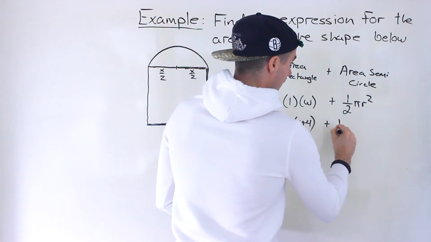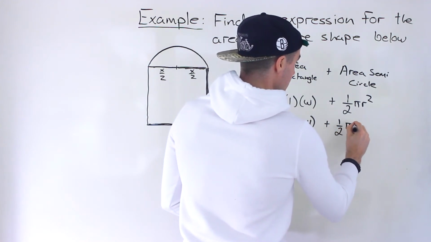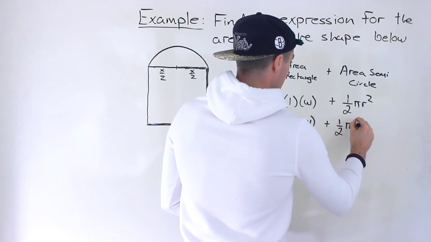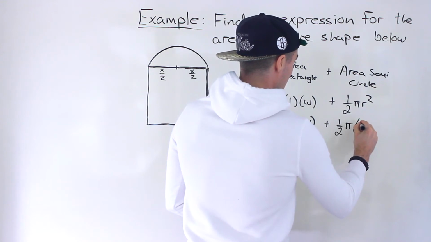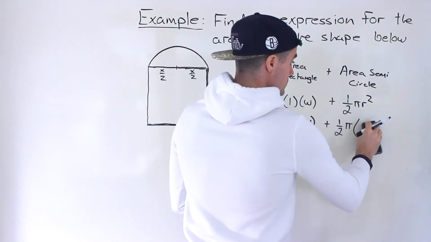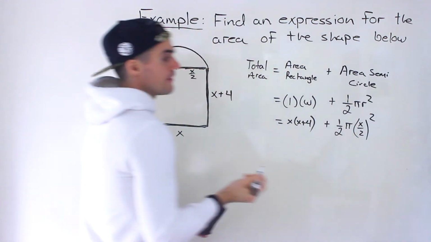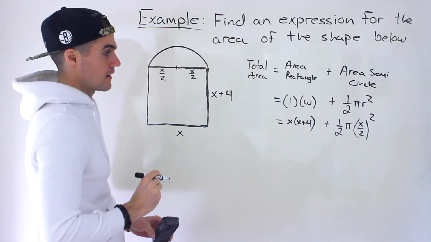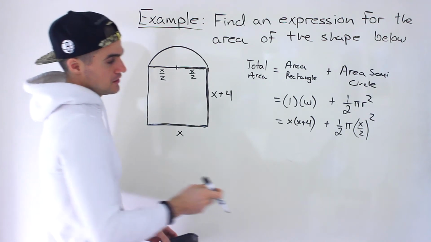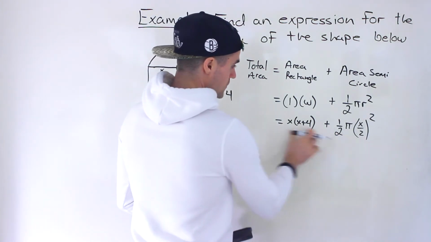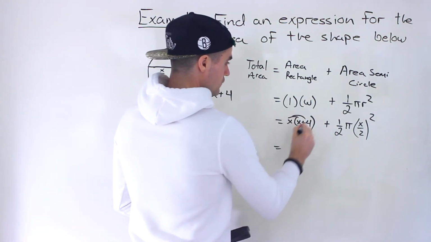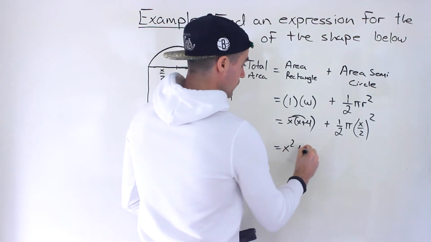So we'd have 1/2 pi, and then for the radius, we'll be plugging in x over 2, and then that's going to be squared like that. And so really from here, we just have to simplify this. We can also expand this. So if we expand it, we'll have x squared plus 4x.